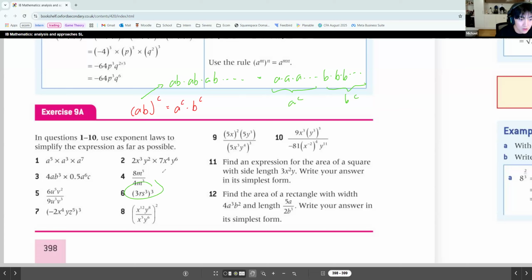And for question 6, we gotta use that. So instantly it becomes 3 to the power of 3, r to the power of 3, and s to the power of 9. Okay.